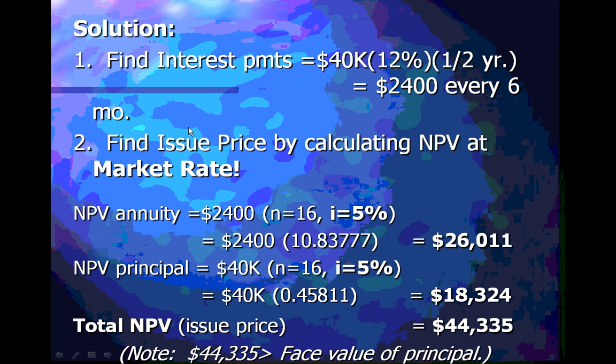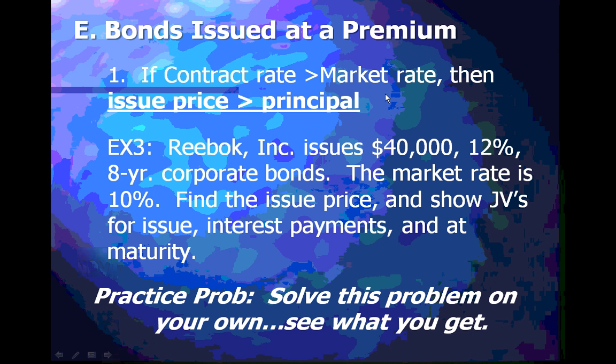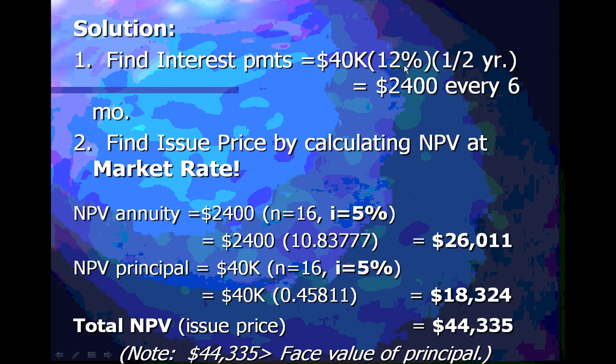Okay, we're back. All right, so if you were to find the interest payments here, you would find $40,000 times 12%. Remember, we use the coupon rate, the contract rate, the rate it says on the bond, and you'd multiply that times half a year, to get $2,400 every 6 months. All right, then we find the issue price of the bond by calculating net present value using the market rate, which is 10%. Now that we've got $2,400 every 6 months, we would simply set up the present value of the annuity equals $2,400, the amount of each payment, times, at 8 years, n equals 16. Remember, we double that, since it's a 6-month period.